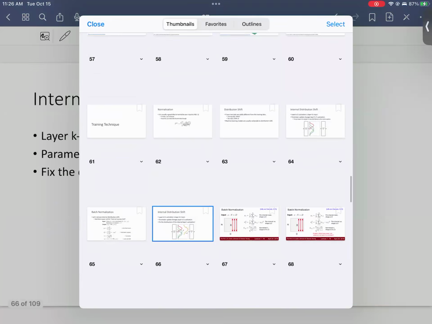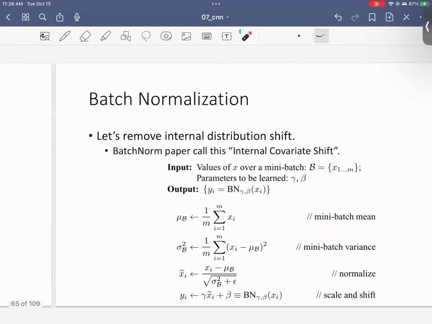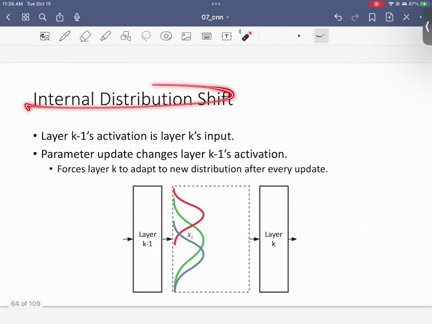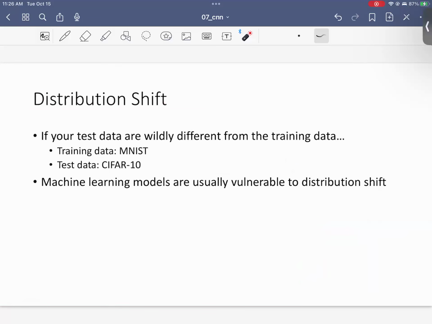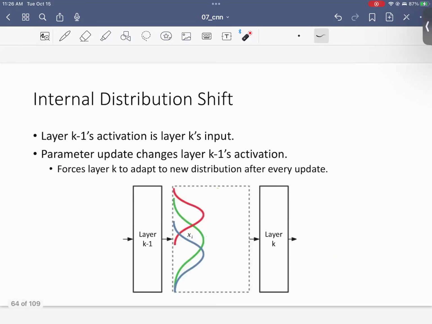Okay, so we were talking about internal distribution shift. When we talk about distribution shift, we're usually talking about when training and test distributions differ, but it also happens inside the network. Imagine a multi-layer deep learning network, it could be CNN, fully connected layers, doesn't matter. There are a bunch of layers here and here and here.